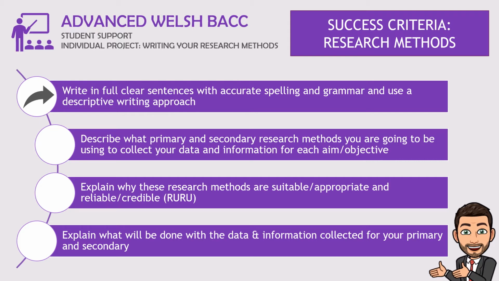And the best way for your reader to understand the method you are going to take is by you describing exactly what you're going to do. So a descriptive writing approach works best. You need to also then describe what primary and secondary research methods you are going to be using to collect your data and information. Remember, data is talking about numbers, graphs, statistics, and then your information is more opinions, articles, journals, so essentially numbers versus words. But you need to say how you're going to collect that data for each aim and objective.